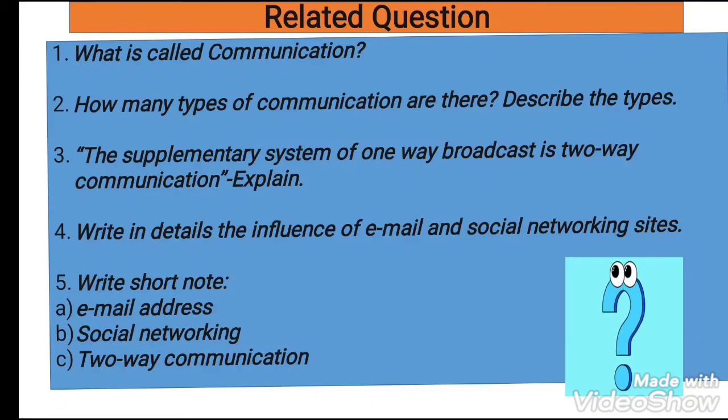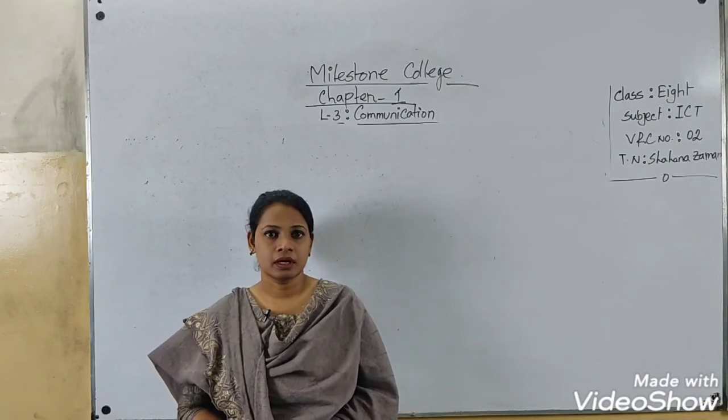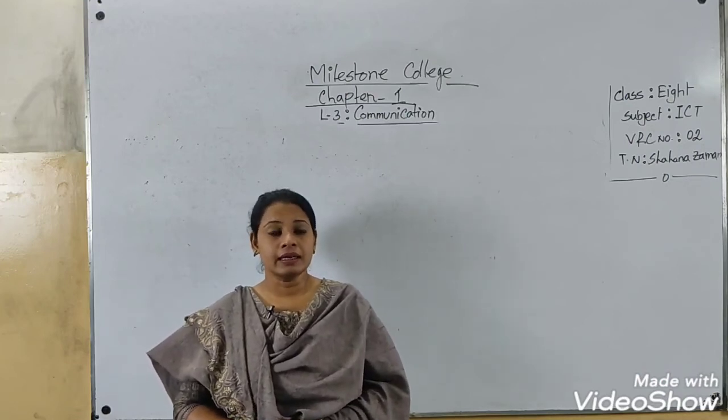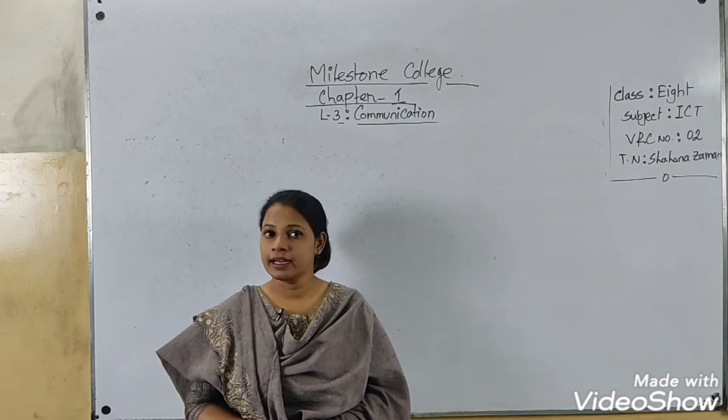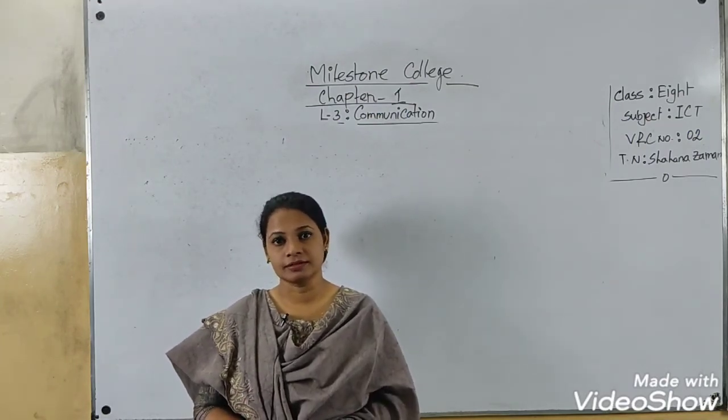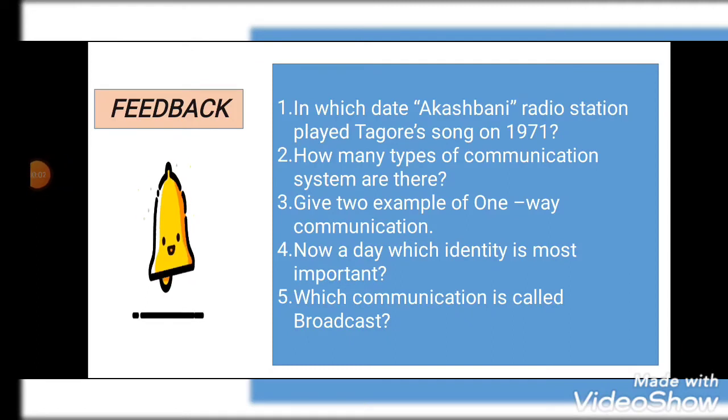Students, if you follow the video class properly, I think you can make the answer clearly. Students, we are already at the end of the class. I want to check what you have learned from today's class. Let's start the feedback session. The feedback session is organized to find out what the students learned from the class. So I made 5 questions here. If you can answer the questions, I will be clear that you have learned the lesson properly. So follow the questions.